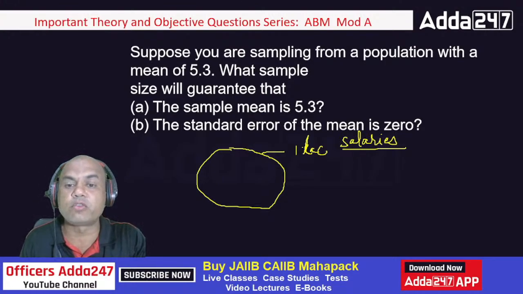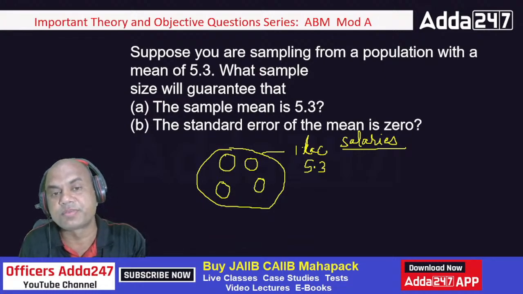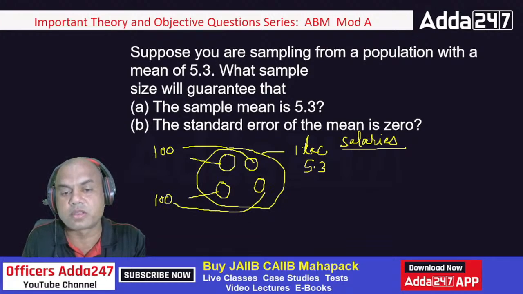Now let's say the mean of the salaries of 1 lakh persons is 5.3. This is my mu, the population mean. What sample size will guarantee that the sample mean is also 5.3? Suppose I take 4 samples within this city, one, second, third and fourth, and each sample has 100 persons. So all of them are 100 samples.